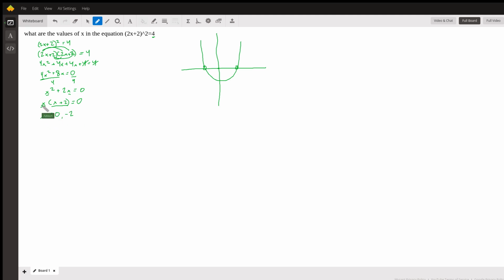If x equals 0 there, then it's 0 times 0. And if x equals negative 2 here, then it's negative 2 plus 2, which is 0. So as we see, we just found the values of the two x-intercepts. We're going to have 0 and negative 2. That is our answer.